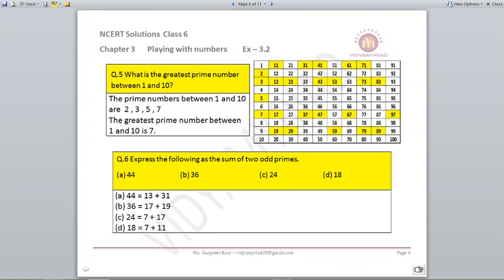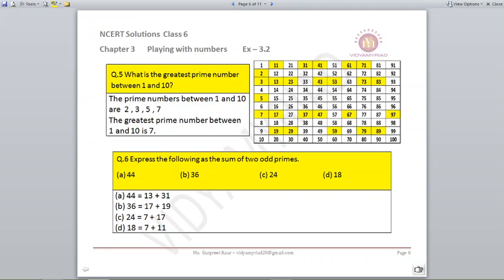Next, which is the greatest prime number between 1 and 10? If you see, between 1 and 10, look at the line only from 1 to 10. What all prime numbers do you have? 2, 3, 5 and 7. You need to find out the greatest prime number. Which is the biggest number here? 7. So 7 is the answer.